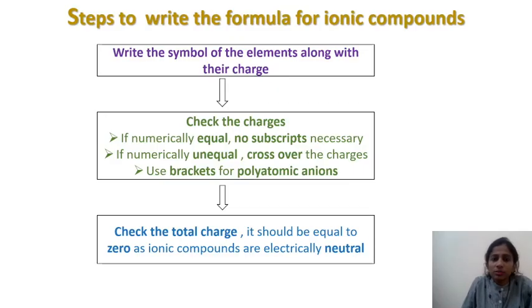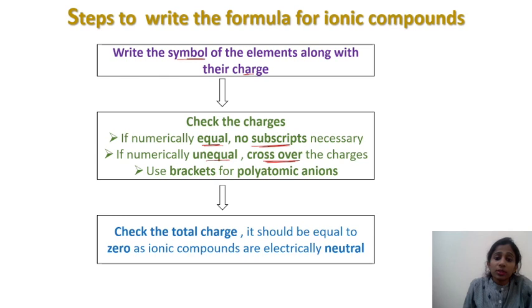Let's look at the steps to write the formula for an ionic compound. The first step is to write the symbol of the element along with its charge. For this you can refer to the periodic table. The second step is to check the charges. If they are numerically equal, there are no subscripts, and if they are numerically unequal, then you are supposed to cross over the charges.